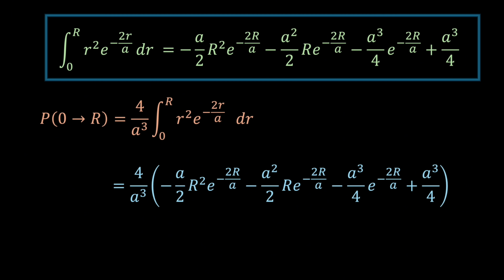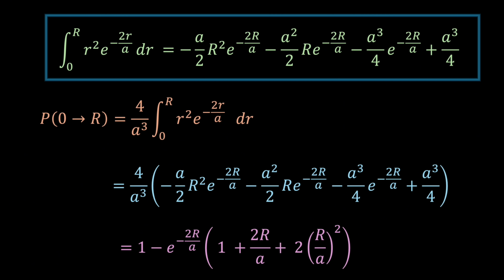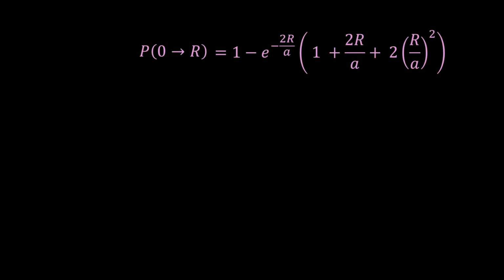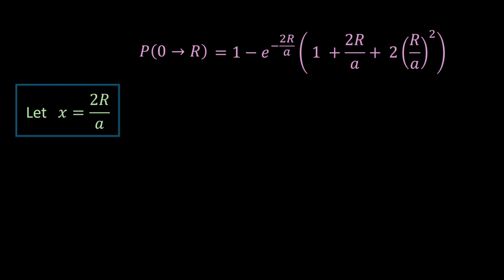We can simplify further by multiplying out the bracket, and we end up with a compact equation for the probability in terms of the nuclear radius, capital R, and the Bohr radius, a. Now, we can neaten things up a bit further by defining x equals 2r over a, which makes our probability equation look a little less cluttered.